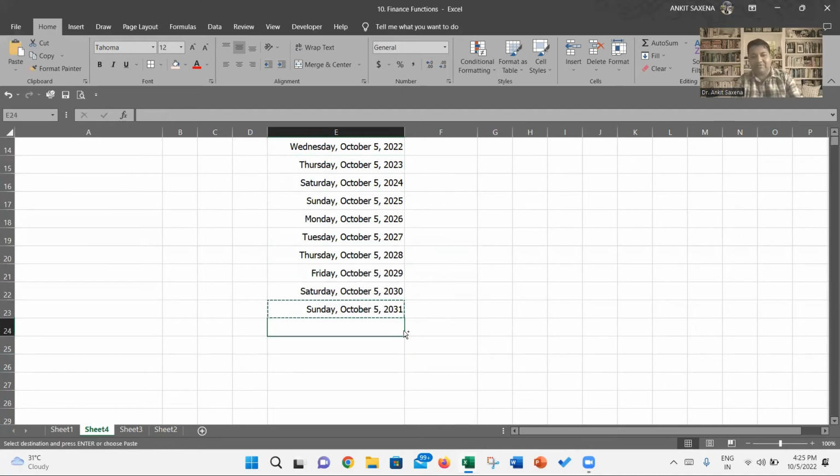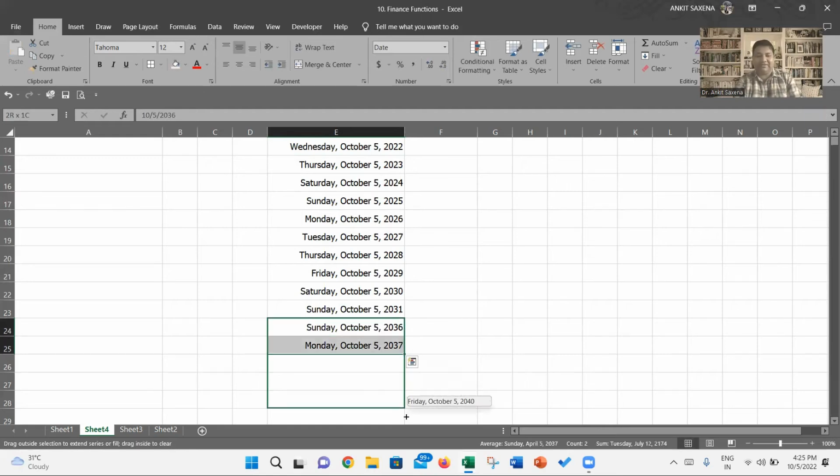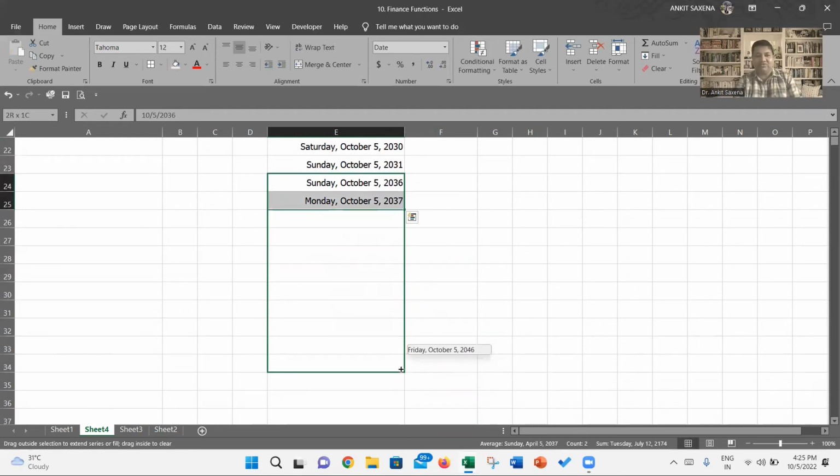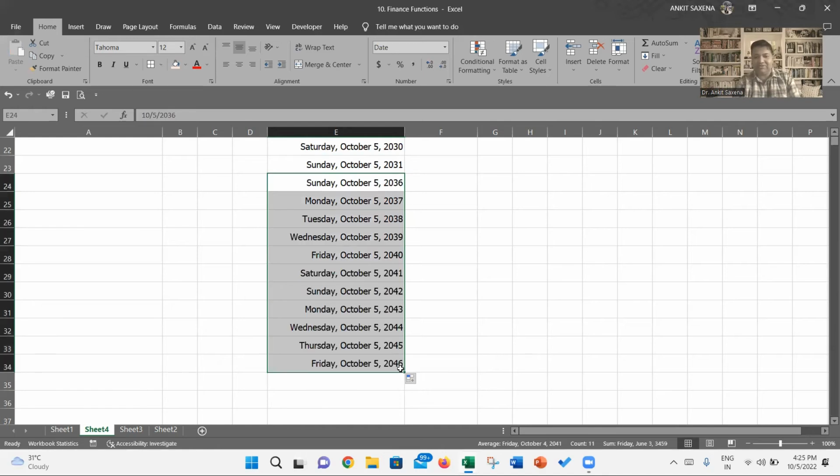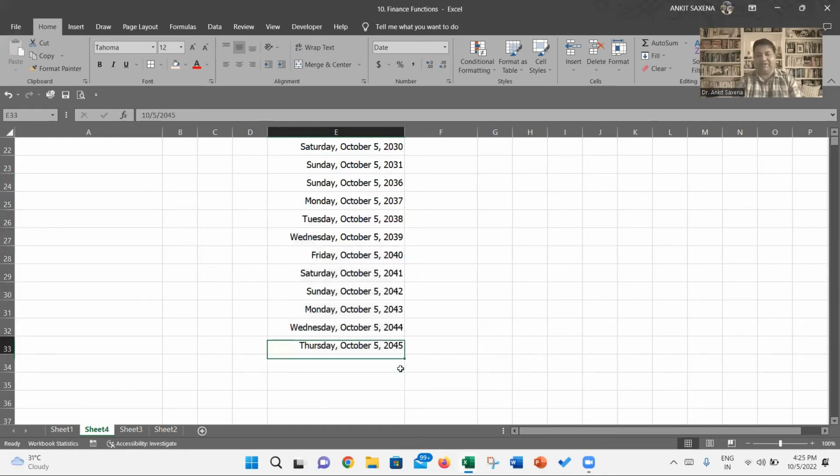So if you copy paste it here, it is going to be 36, because 32, 33, 34, 35, you won't get anything. You will start getting the fund in 2036 onwards for the next 10 years. Next 10 years means 36, 37, and it will continue. So I'm just dragging these values for 10 times. These are 11, so let me put it 10.